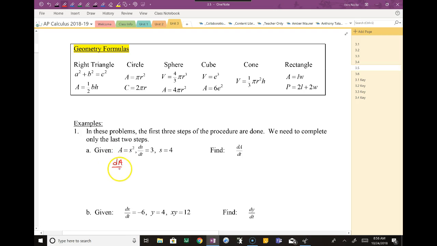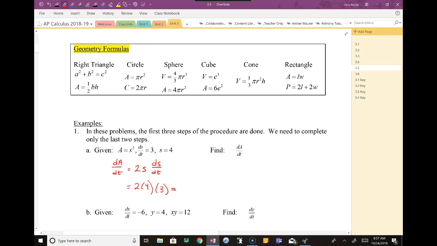Good. dA dt equals 2s, and then what's the last part? ds dt, because we just derived s in terms of time. Yeah, that's what I got. Okay, once I have derived it, now I plug in my given information. They're giving me a ds dt and an s, so now we replace the s with 4 and the ds dt with 3.